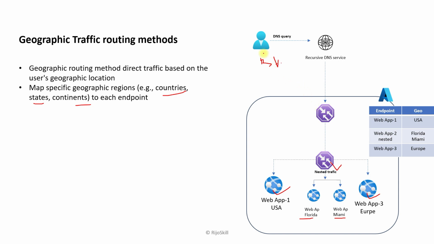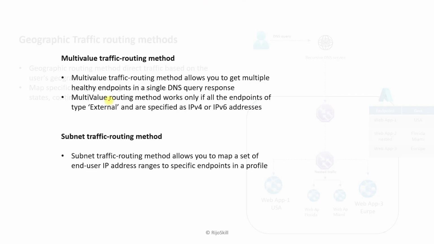So you understand now that your traffic normally goes to the closest location. You can see here the closest location is Florida. So the user from Florida will be routed by the geographic traffic routing method. So now you understand what the geographic routing method is: it directs traffic based on the user's geographic location. Next I will go for the multi-value traffic routing method.